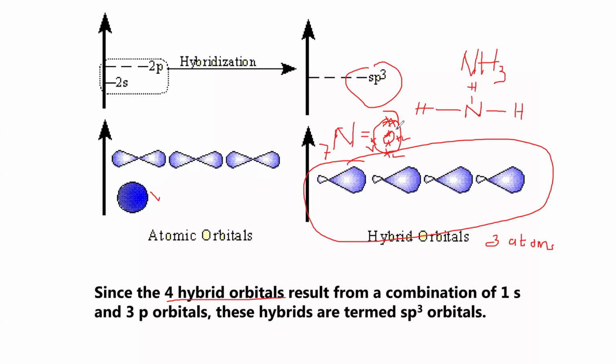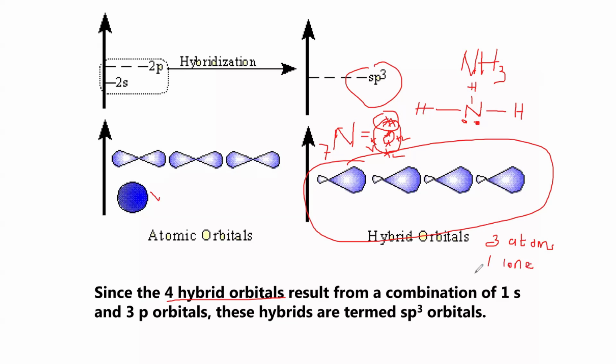But this one is not available for bonding, so it is called paired electrons. So there is 1 lone pair of electrons in nitrogen. Therefore, we now have 3 atoms attached to it, and then we have 1 lone pair of electrons.